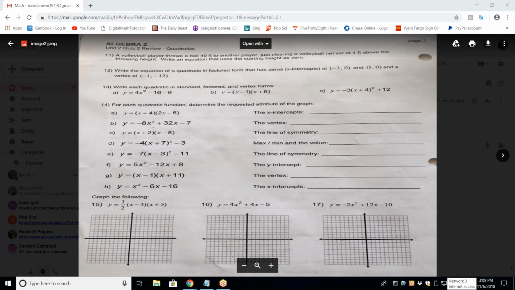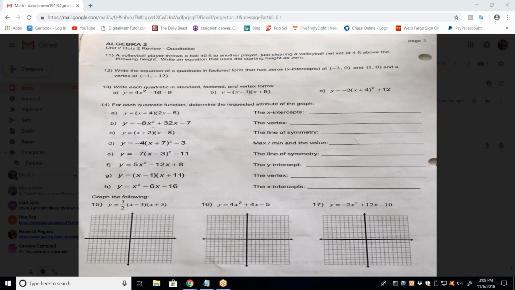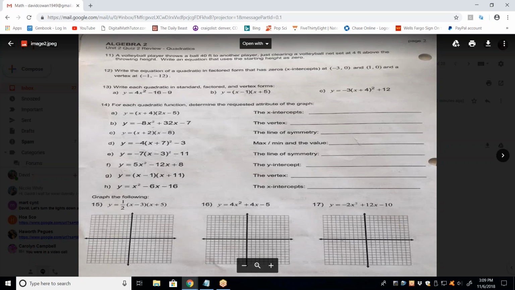Okay, so let's look at 11. Let's draw a picture of 11. Hold on.